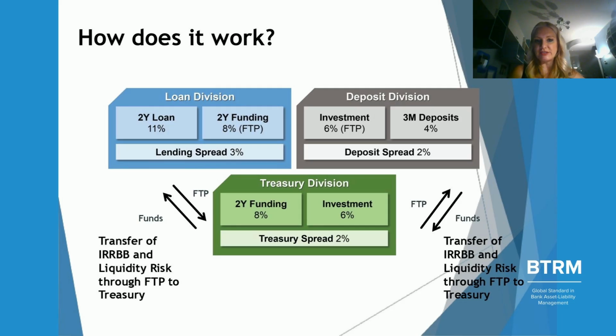So you already see that on this FTP balance sheet, we have 8% on the asset side and 6% on the liability side. The difference is 8 minus 6, 2%.